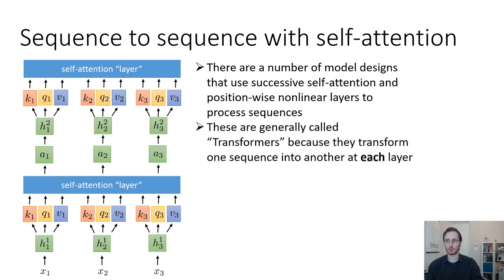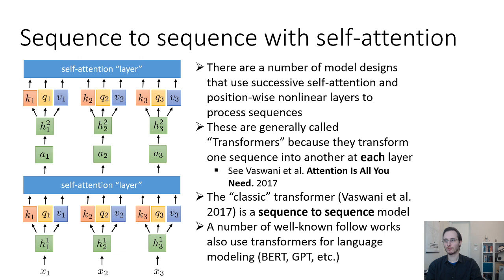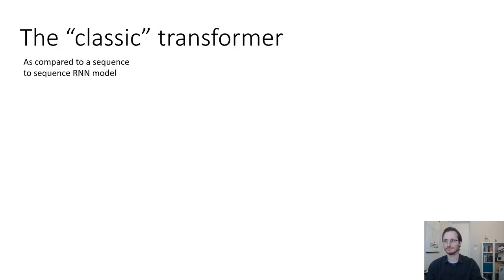And these are generally referred to as transformers because they transform one sequence into another at each layer using these self-attention mechanisms. So for the classic transformer, you can check out this paper by Vaswani et al. called Attention is All You Need. Now there are other ways that people have used transformers besides the one described in this paper, including for building very powerful language models, which we'll actually discuss next time. But the classic transformer, the one described by Vaswani et al., is actually a sequence-to-sequence model. A number of well-known follow-up works also use transformers for language modeling, and that will be discussed later.